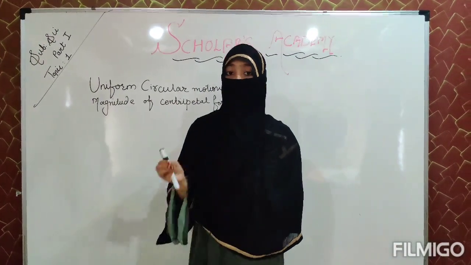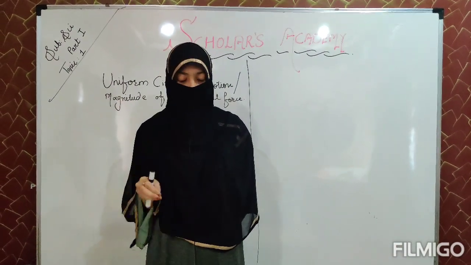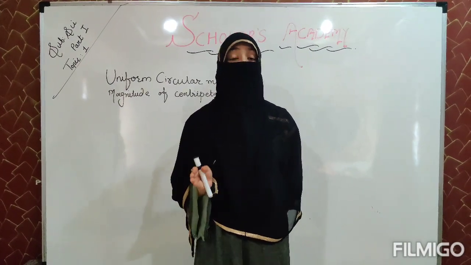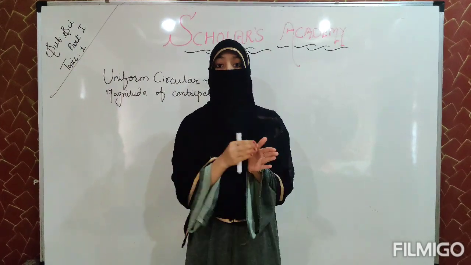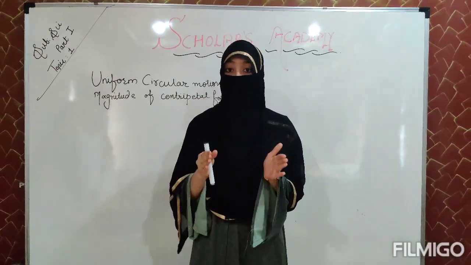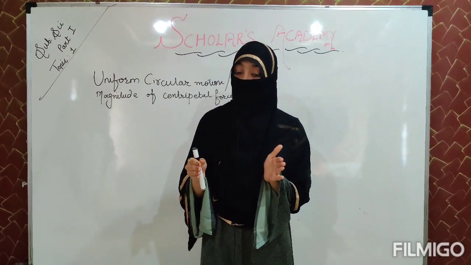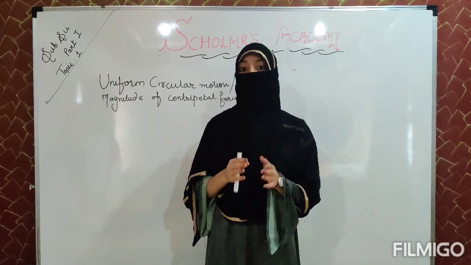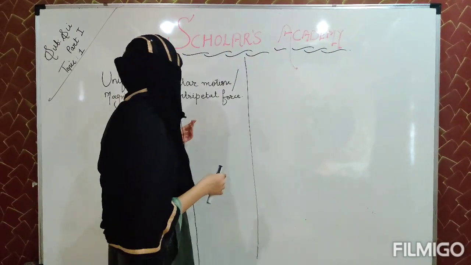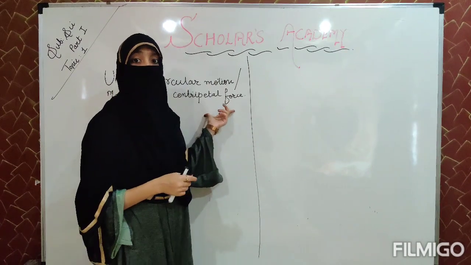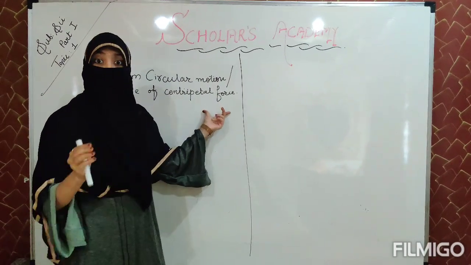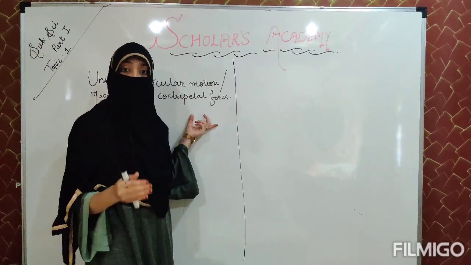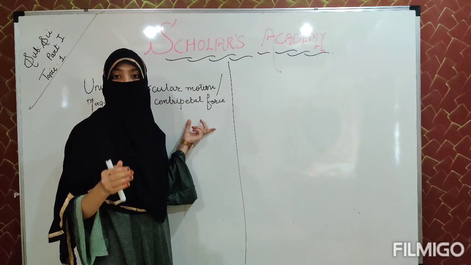Now if any object needs to move in a circular motion, then there must be a force acting on it, and that force must act towards the center of the circle. A force which acts towards the center of the circle will make an object rotate in a uniform circular motion, and that force is called centripetal force. We have already seen centripetal force in earlier lectures also. Centripetal force is a force which is directed towards the center of the circle, and it acts upon an object which is in uniform circular motion.